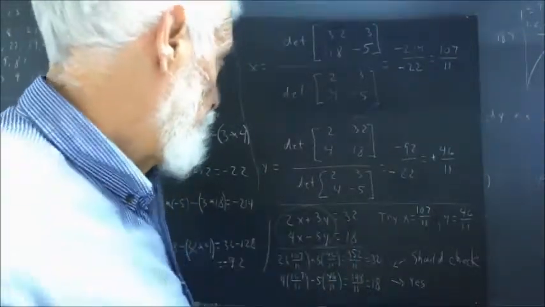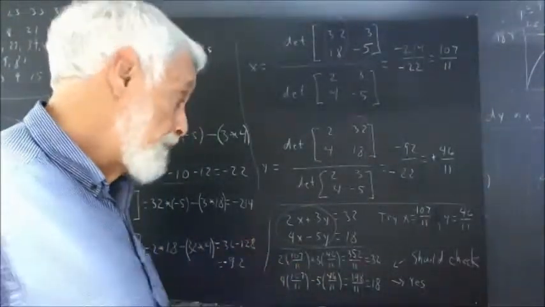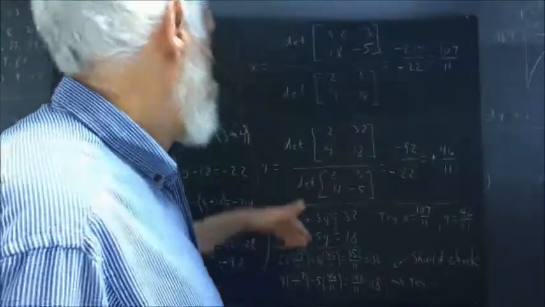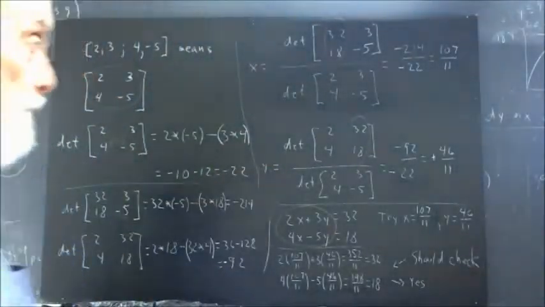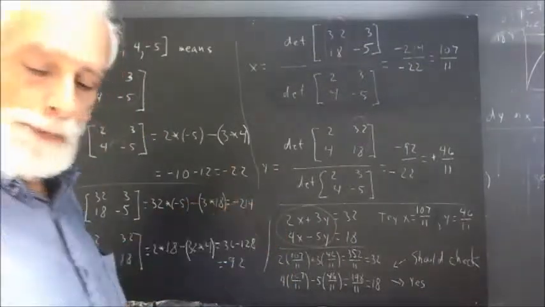We're pretty optimistic at this point. Well, we do the same here. 4 times 107 is 428. 5 times 46 is 230. 428 minus 230 is 198. 198 over 11 is 18. So yes, it does check out, and this pattern is seen to solve the system of equations.